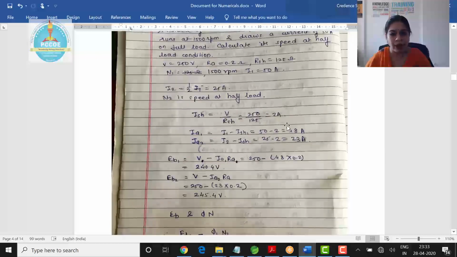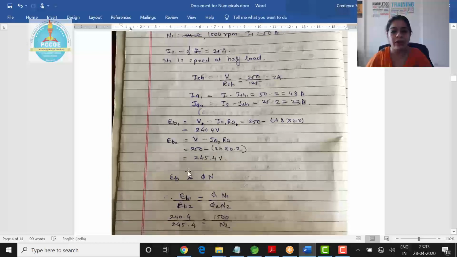IA1 we have calculated as 48, just keep that value here, you will get the value of EB1 as 240.4 volt. And EB2 is equal to V minus IA2 RA. So IA2 is 23 ampere. So keep that value here, and you'll get the value of EB2.